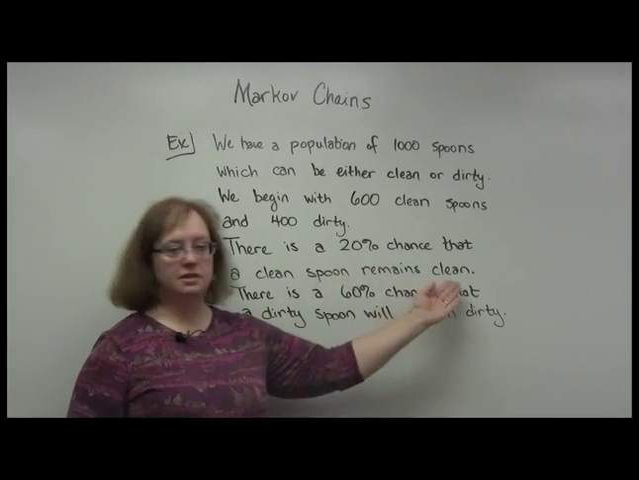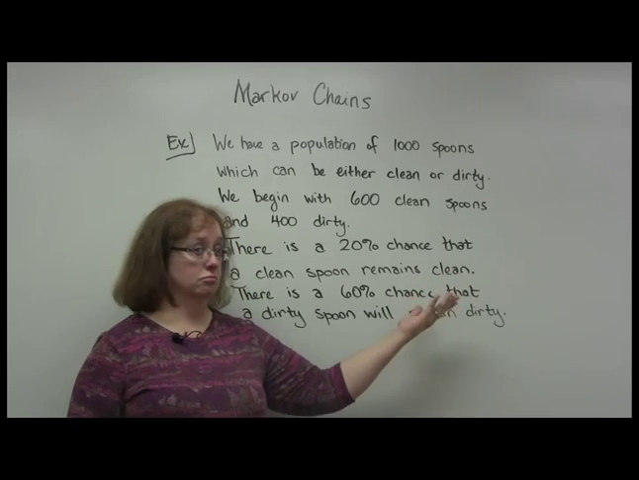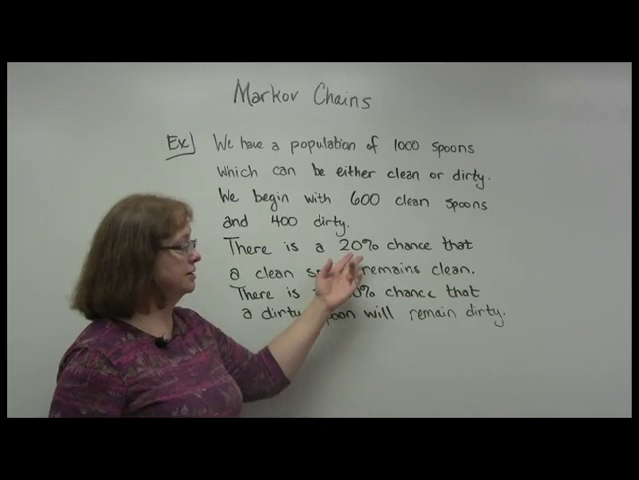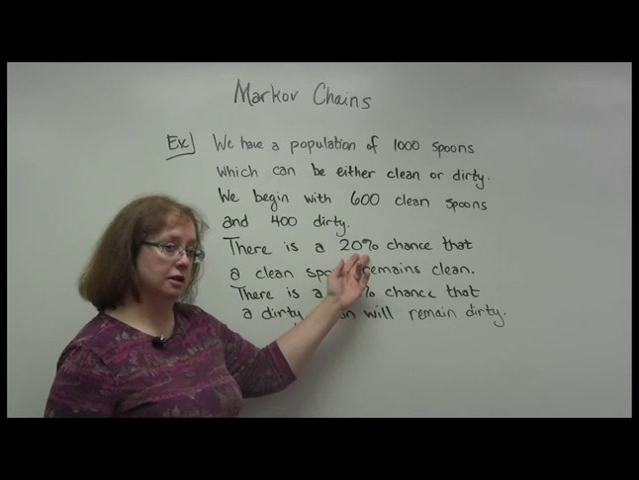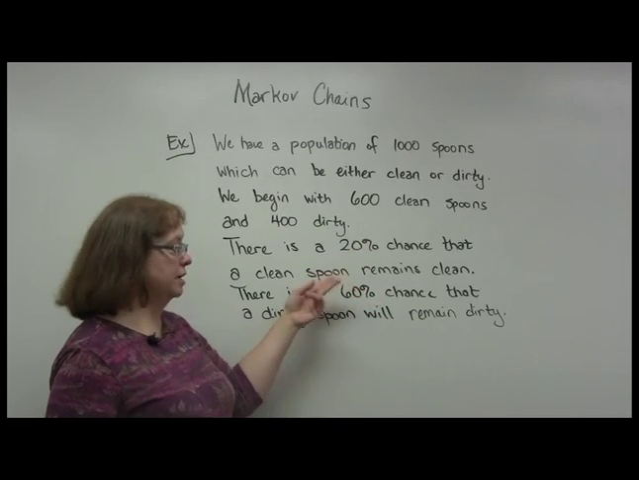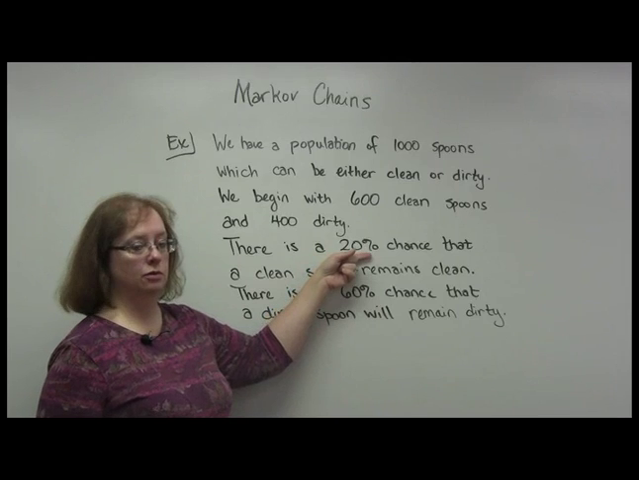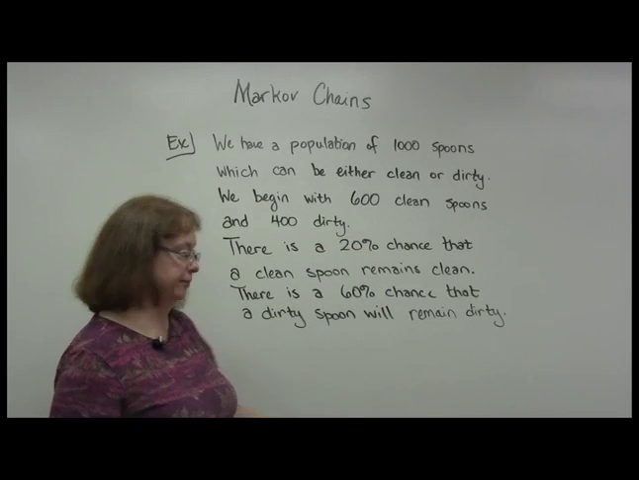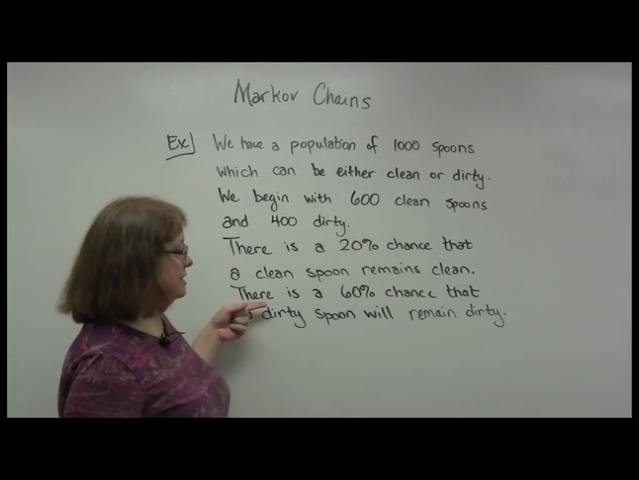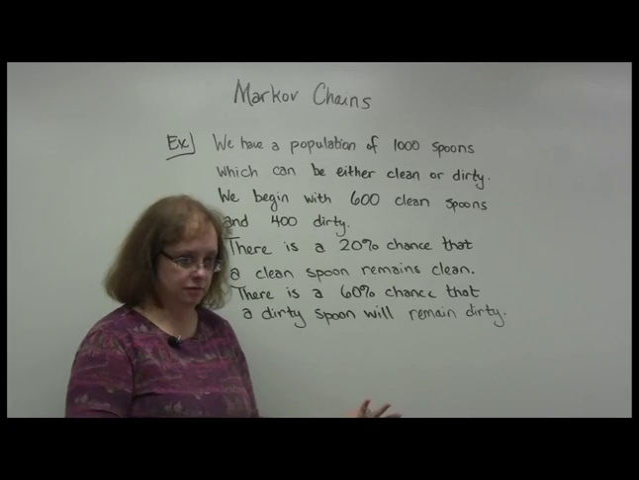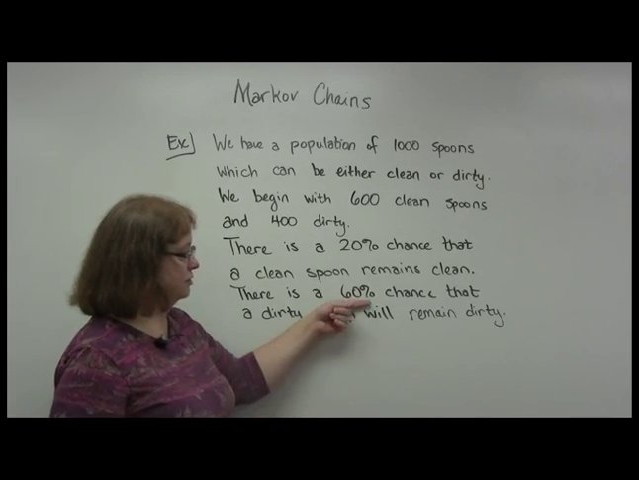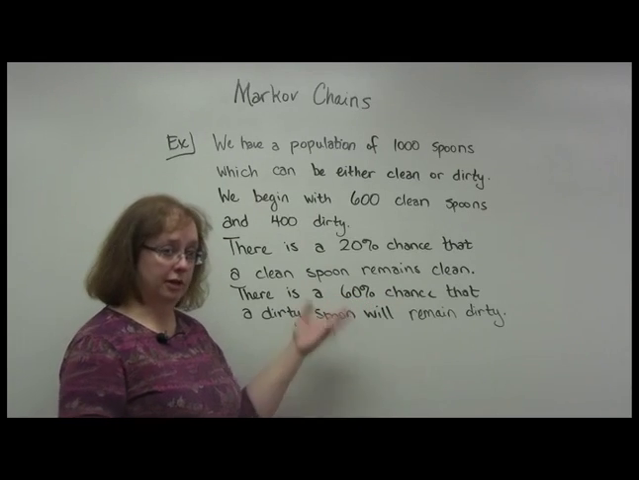What's going to happen to the rest of these spoons? The only other thing that could happen is that they become dirty. So if there's a 20% chance that a clean spoon remains clean, that means there's an 80% chance that a clean spoon is going to become dirty. Now there's a 60% chance that a dirty spoon remains dirty, or it ends the shift dirty. So that means there's a 40% chance that it'll become clean.